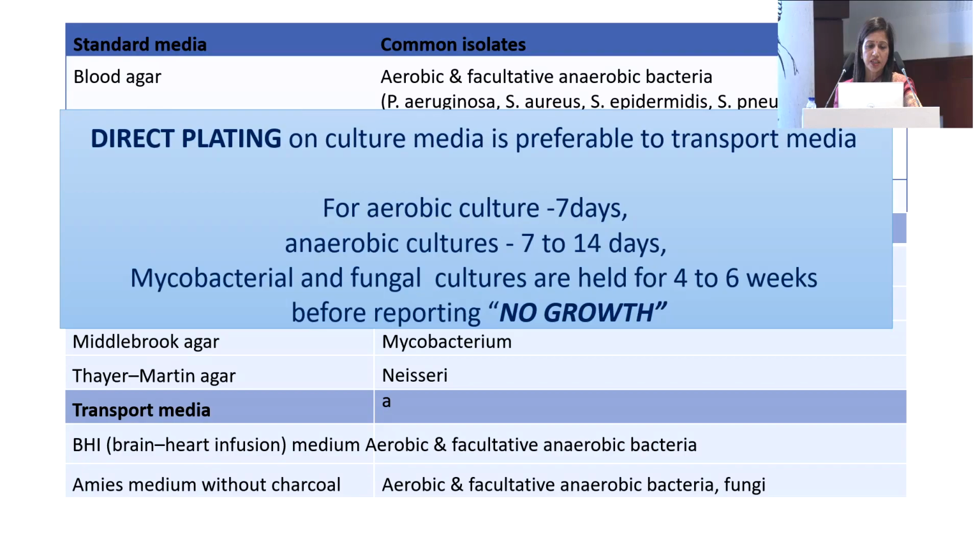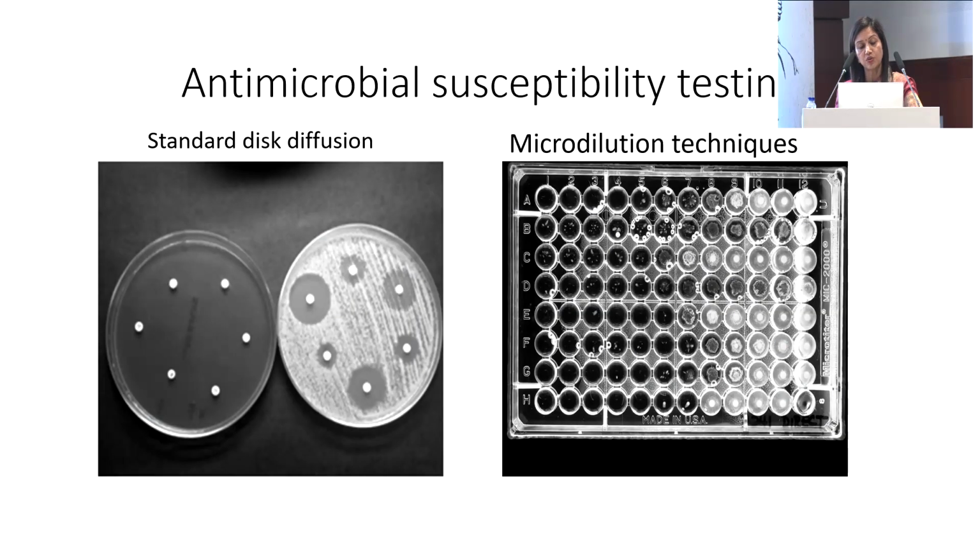Direct plating on culture media is preferable, and it is easy to do also. We should know the timing. Aerobic culture takes 7 days, and anaerobic 7 to 14 days. Mycobacterial and fungal cultures take 4 to 6 weeks before reporting no growth.